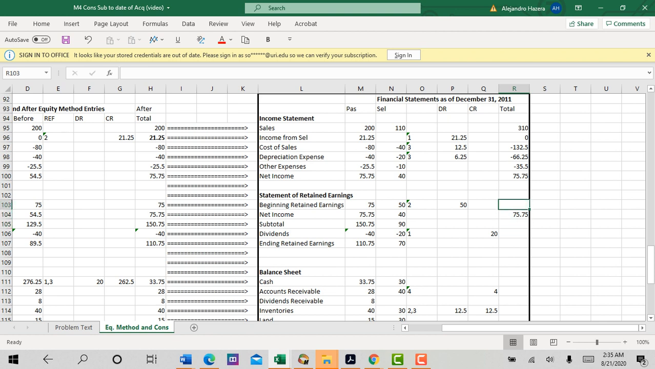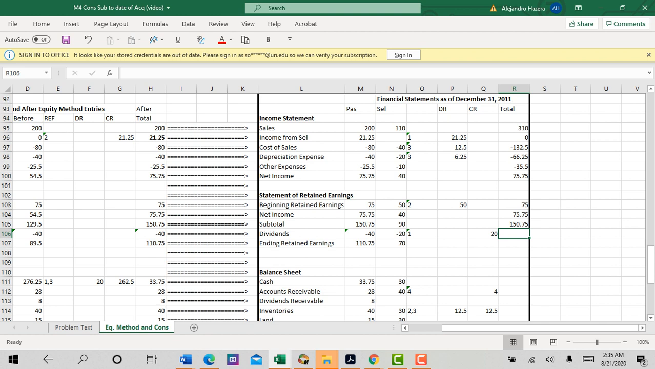Okay, now we start with beginning retained earnings. The beginning retained earnings are the parent's plus the sub's minus the write-off we did. So 75. Notice the parent's beginning retained earnings are the same, and so is net income. Then we do the subtotal, which is equal to the parent's again. So it seems like the consolidated statements are like the parent's. That will be true for the income statement and the statement of retained earnings, but not the balance sheet.